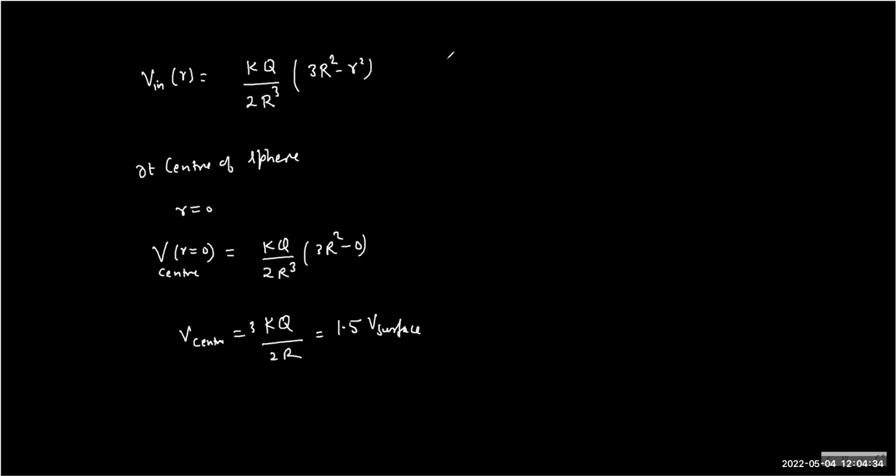So potential at the center is 1.5 times the potential at the surface. That is easy to remember. This particular value is very famous, so again, remember this value. Just in case you don't remember the formula, you should know that the center potential is 1.5 times the surface potential. But still, I would say you should know how to derive and get the answer because it is quite possible that you may have forgotten in the examination. So knowing the derivation will help you there.